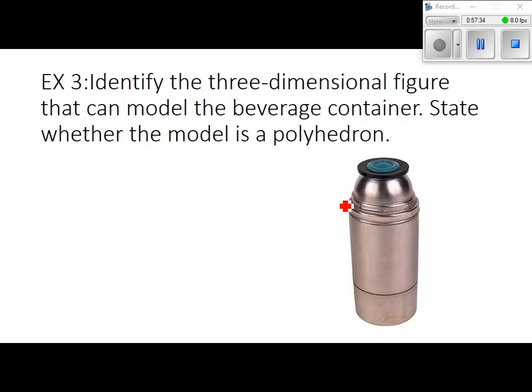Again, if you need to stop the video at any time, if I go too fast, then just stop it.